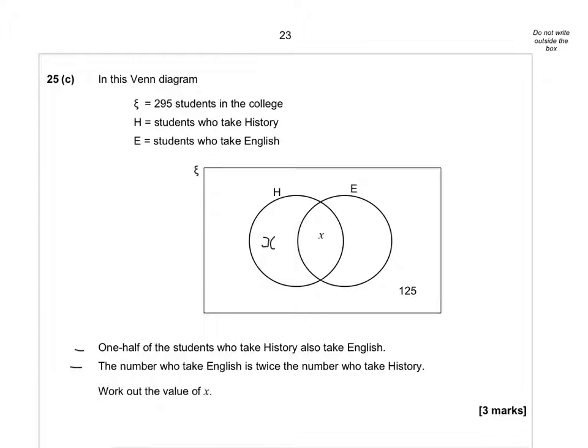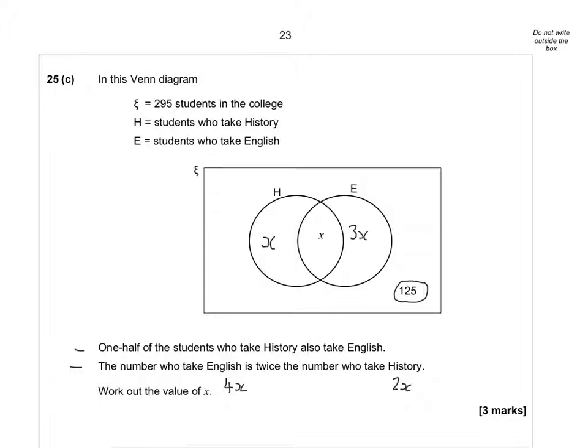Now for this part, the number who take English is twice the number who take history. I know 2X in total take history, so English has got to be 4X, twice that. We already have X here, so 3X must be just here. Work out the value of X. Now we know how many students are in the college, and how many don't take either history or English, so now we can write an equation.